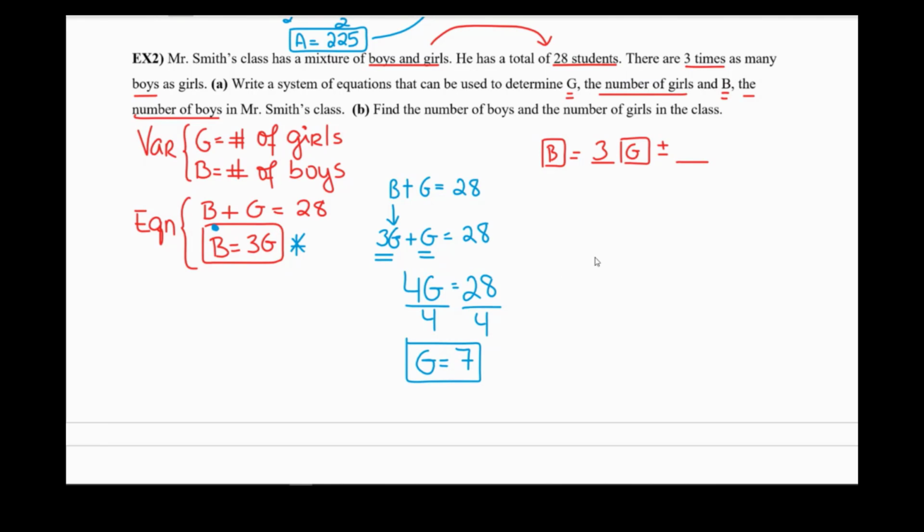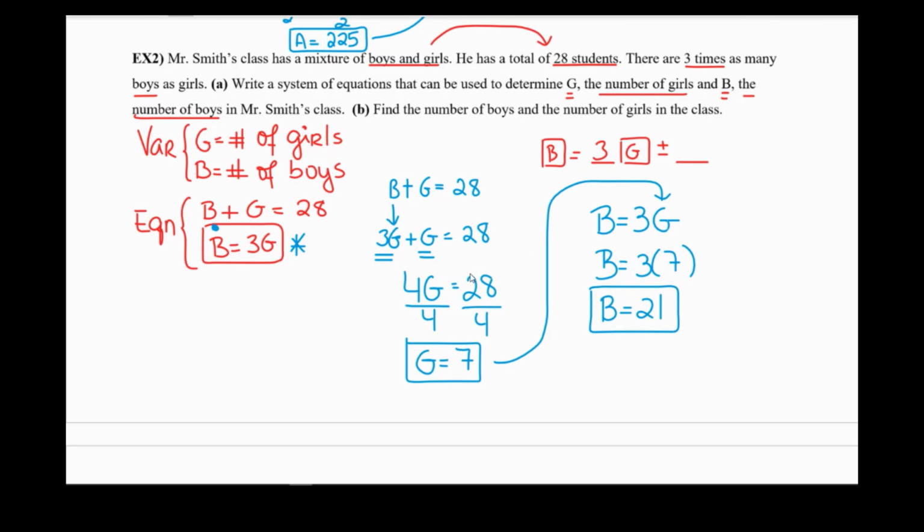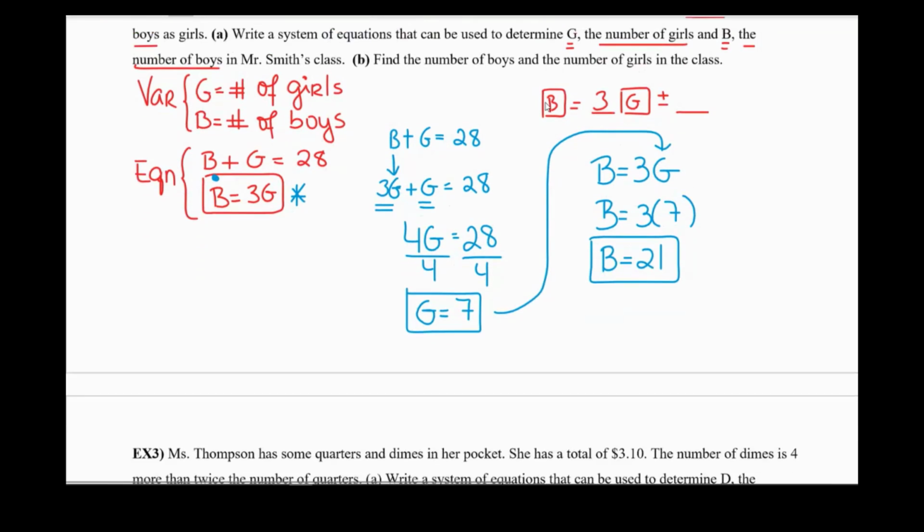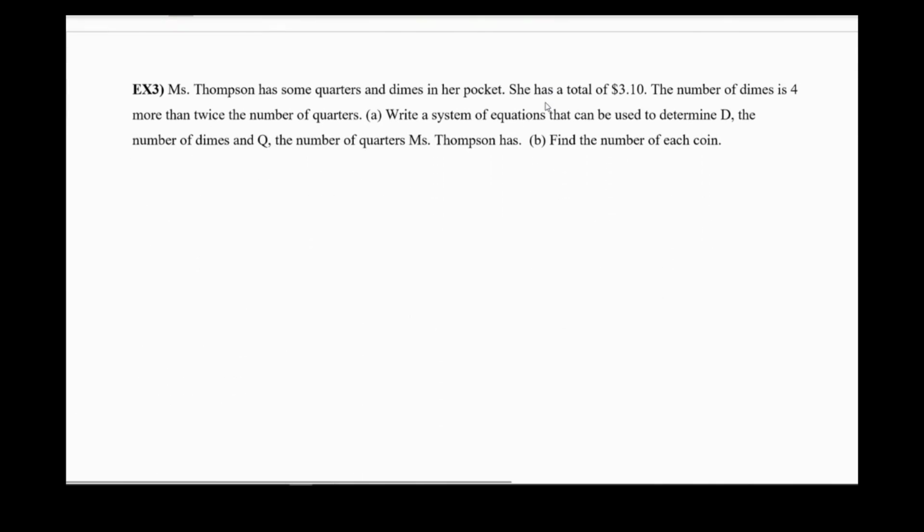And to find the number of boys, I'm going to copy the star, and we bring the value of G, and we plug it in. So this would be B equals 3, open parentheses 7, and then 3 times 7 is 21. So there we go, we got the number of girls and the number of boys, and we solved this problem. Let's go on to the next problem.